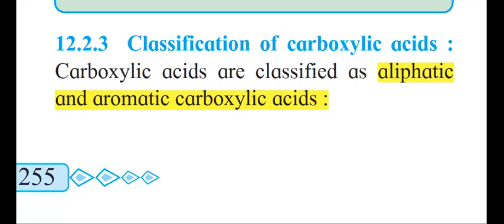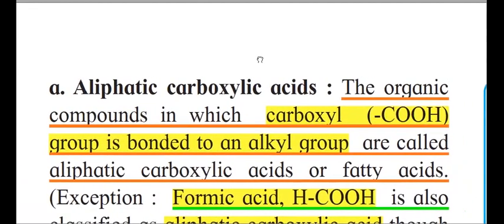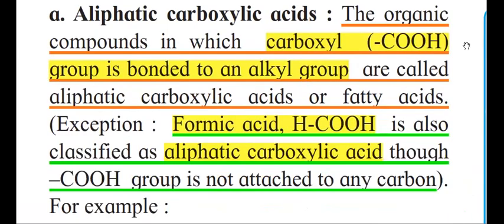The functional group of carboxylic acid is RCOOH. Depending on this R group, there are two types of carboxylic acids: aliphatic and aromatic carboxylic acids. We will see them one by one. First, the aliphatic carboxylic acids. The organic compounds in which the carboxyl group, COOH, is bonded to an alkyl group are called aliphatic carboxylic acids or fatty acids.